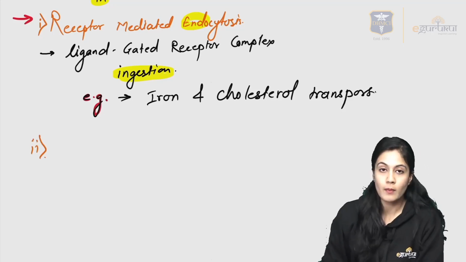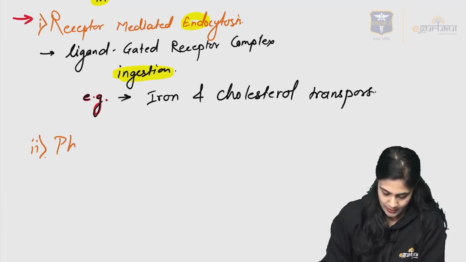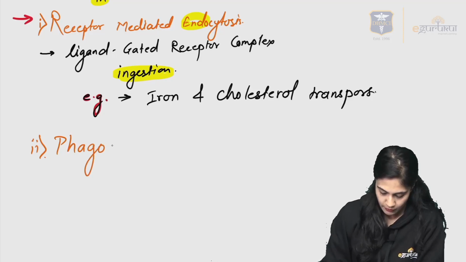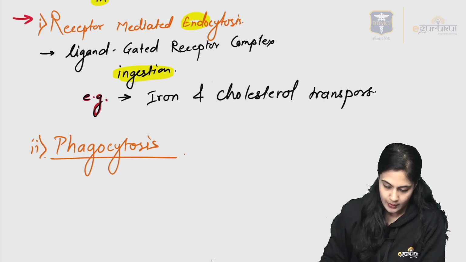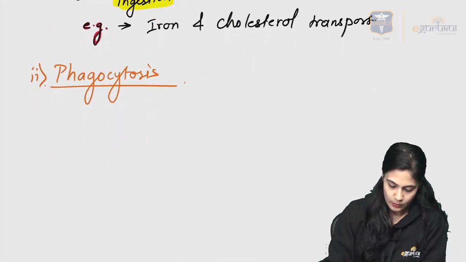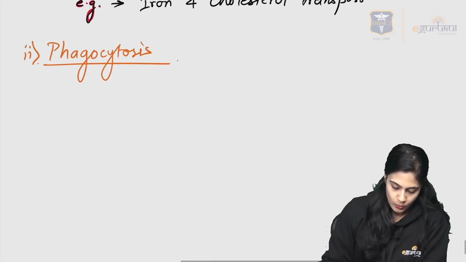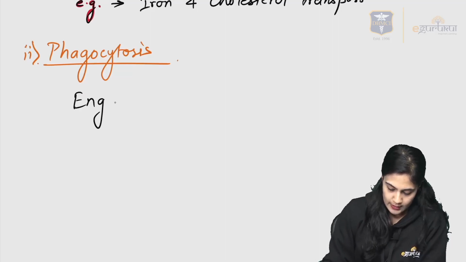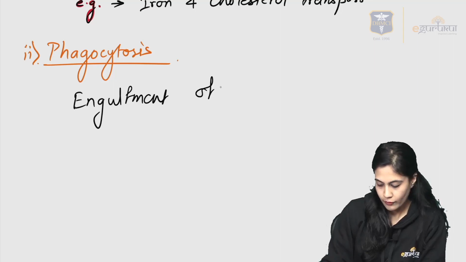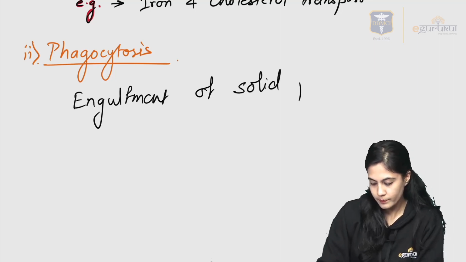The next subtype was phagocytosis, as you are very much aware. Let's discuss phagocytosis now. What is phagocytosis? In short, it is nothing but the engulfment of solid particles.